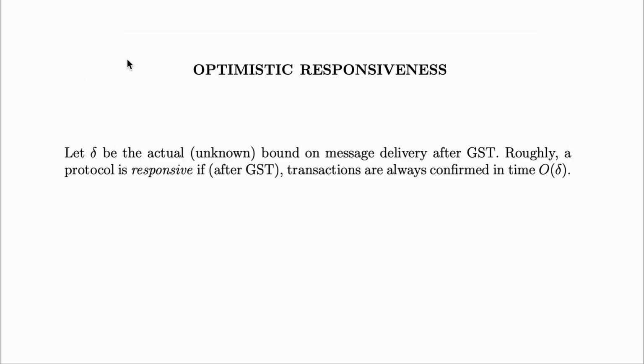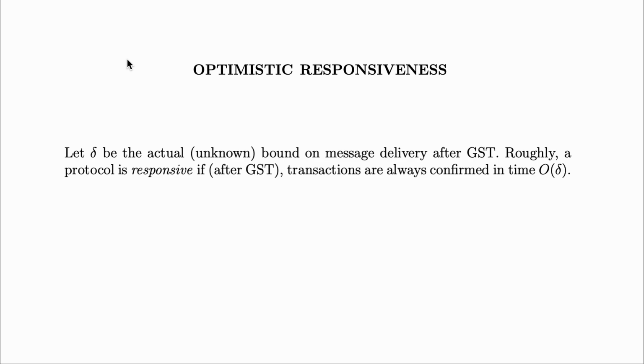Remember, if you're working in partial synchrony, then we have this known bound Delta on message delays after GST. Actually, message delays might be much less than that. So now we want to let lowercase delta, little delta, be the actual and unknown bound on message delays and message delivery after GST. I won't write down a formal definition of responsiveness and optimistic responsiveness, but hopefully I'll give a rough definition which will be enough to understand what's going on.